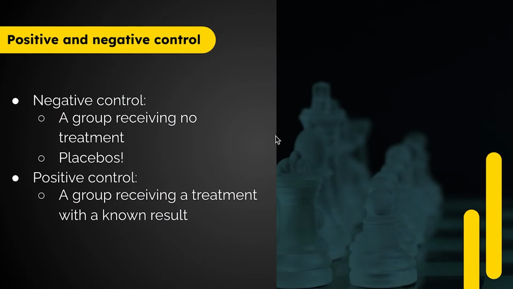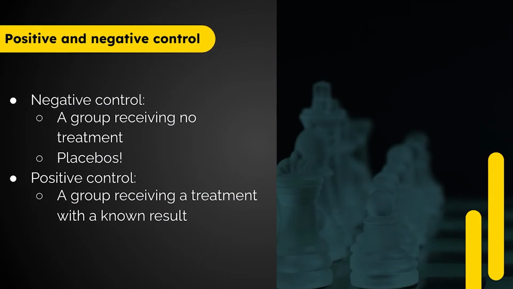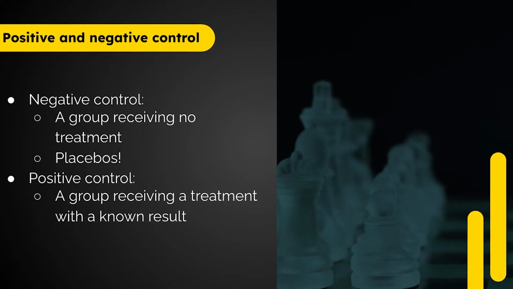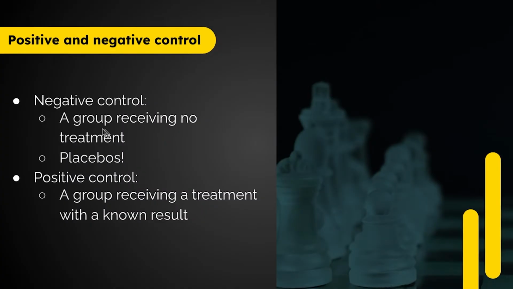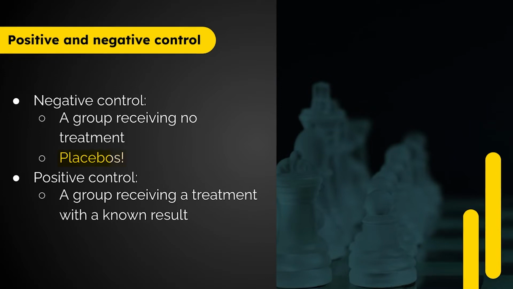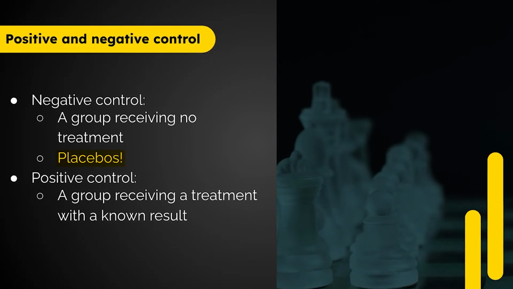So positive and negative controls. This is a little confusing the first time you encounter it, but it's actually not that hard once you start to understand it. So a negative control, this one's easier to understand, is the group that receives no treatment. In medical trials, usually the group that receives no treatment, i.e. the negative control group, will receive placebos. So they'll think that they'll be receiving the treatment, but they won't be.